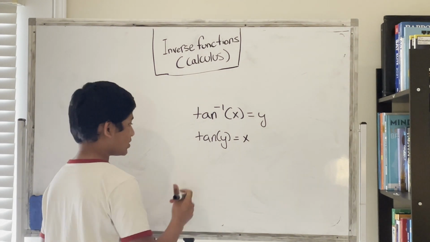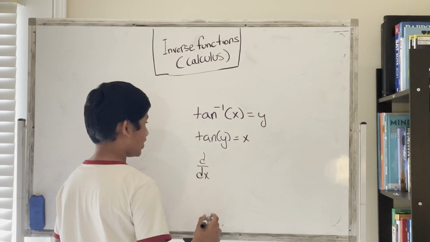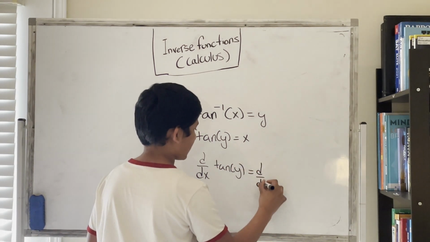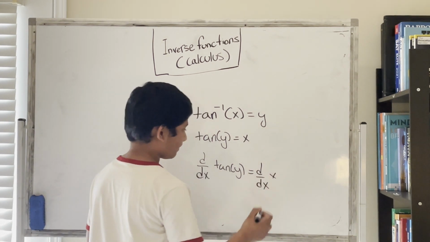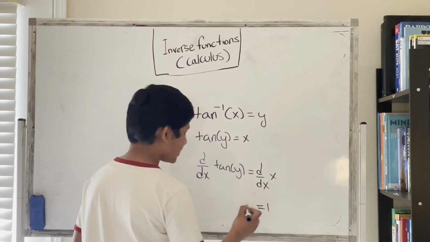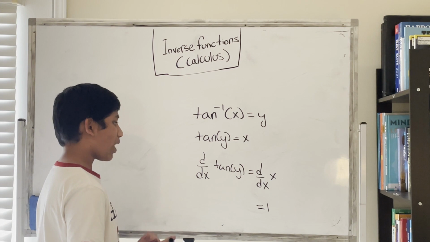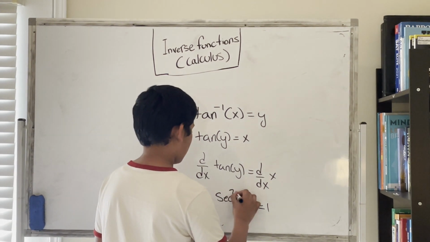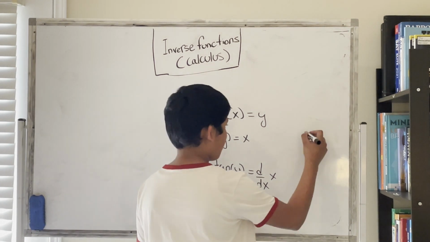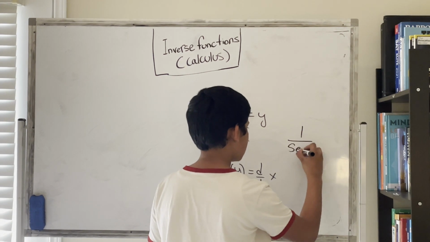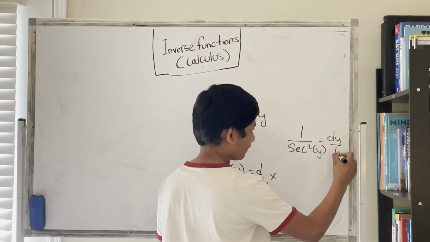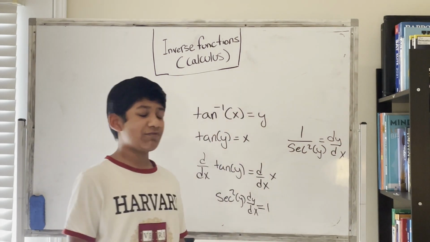Now, what can we do? Differentiate this, obviously. So differentiate the tangent of y and differentiate x, not the tangent of x, sorry, just x. So once we differentiate x, we'll get 1 is equal to the derivative of tangent of y, which is secant squared of y, and remember dy dx. We can divide, and remember that we can get 1 over secant squared of y is going to equal dy dx. So what's a trig identity for secant squared of y?